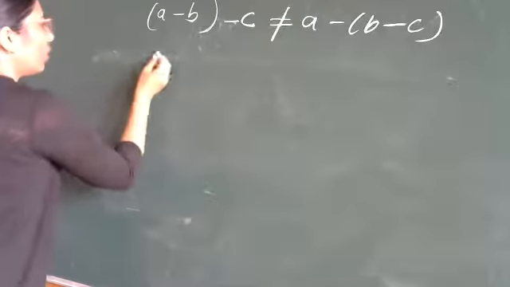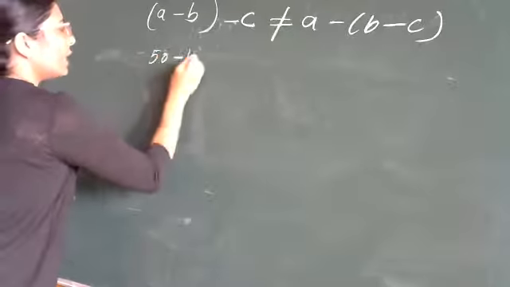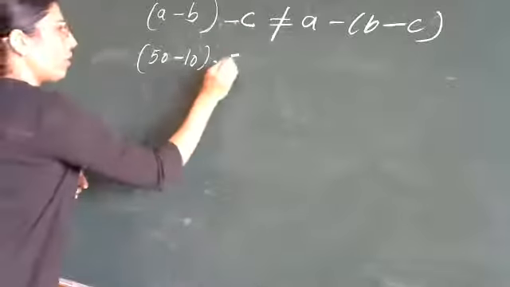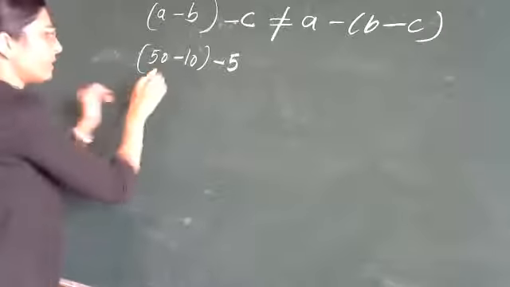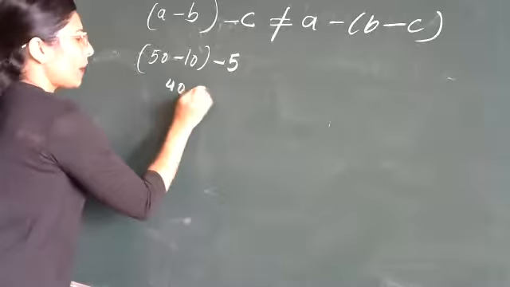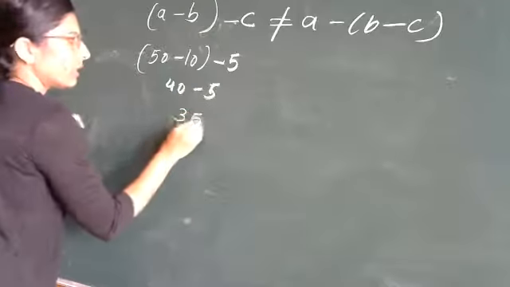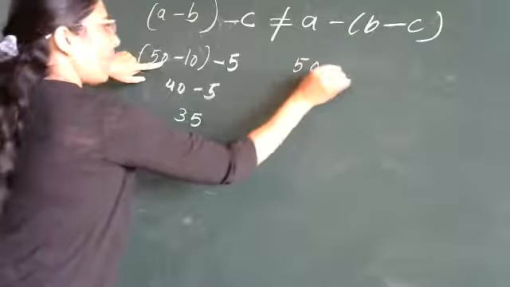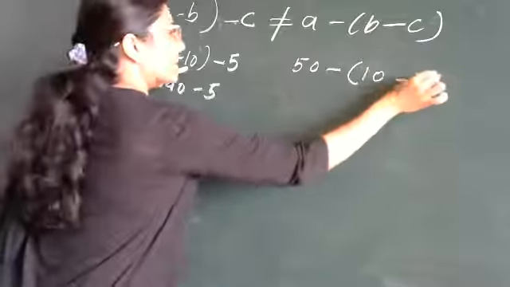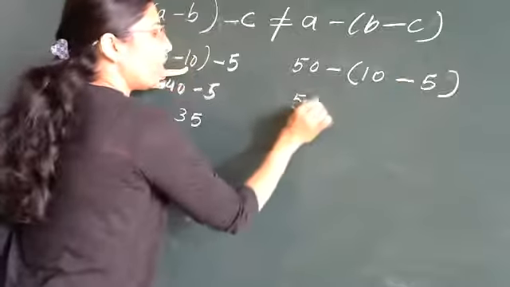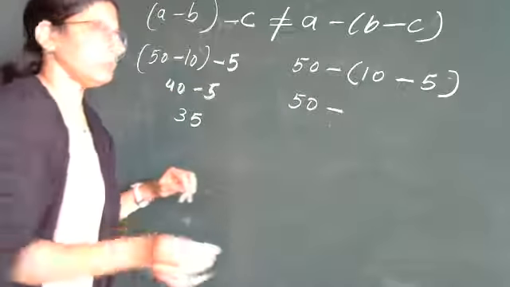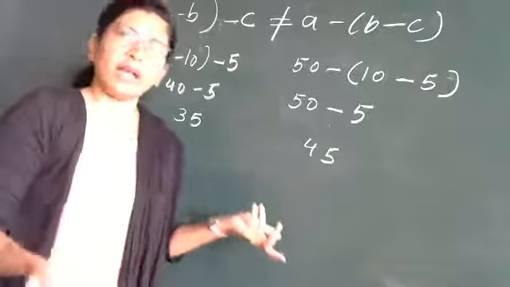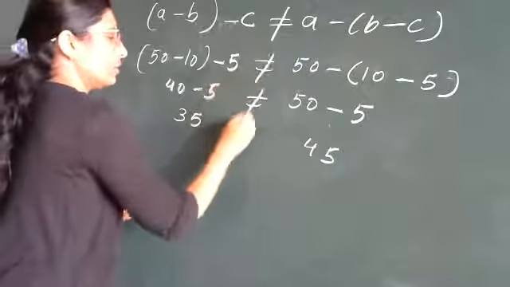10. Okay. 50 minus 10. What will you take? 5. Okay, we'll solve and see this. 50 minus 10 is 40, minus 5 is 35. We will see here what we are getting. 50 minus 10 minus 5 is... 50 minus 5 is? Yes, we are not getting equal answer.